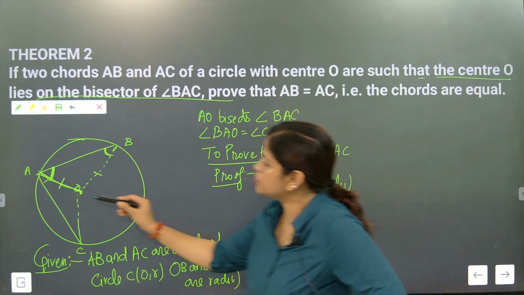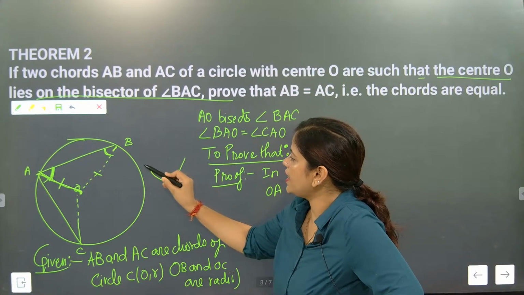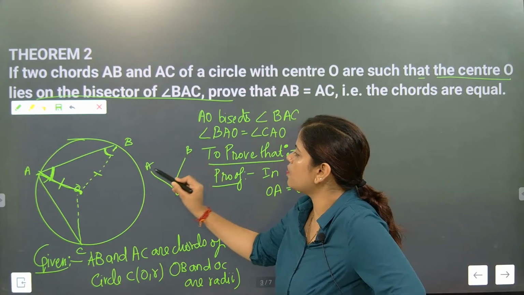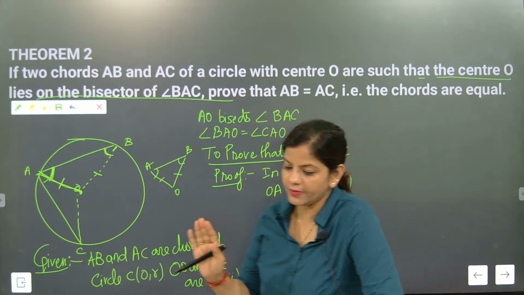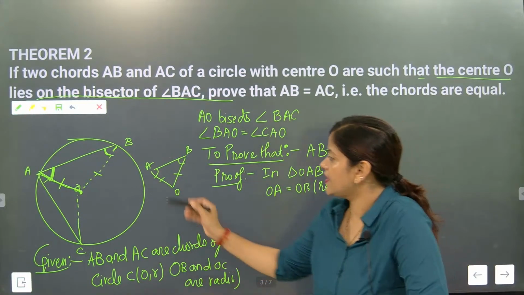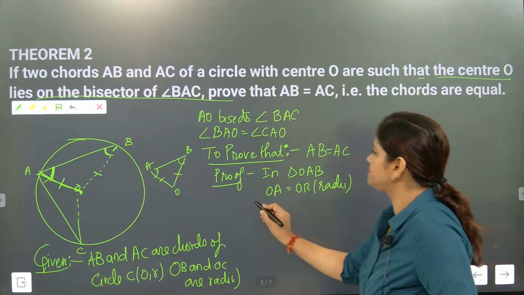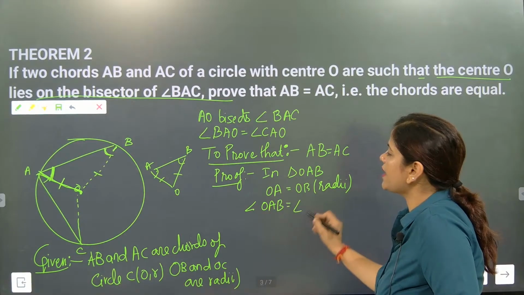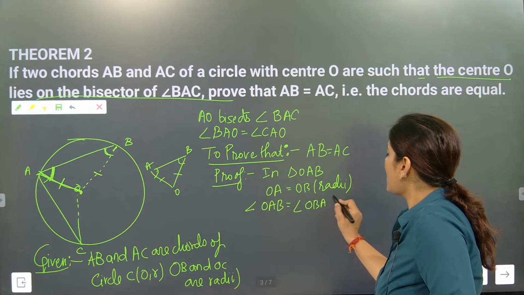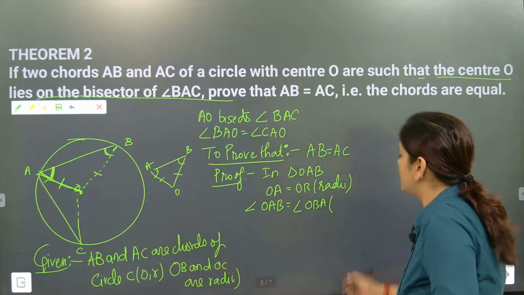If these two are radii, look at this and this, OA and OB, that means this angle is equal to this angle, 100%. So that means angle OAB is equal to angle OBA. Why? Angles opposite to equal sides of a triangle are equal.